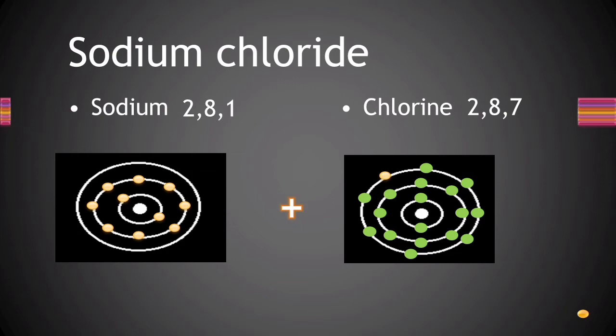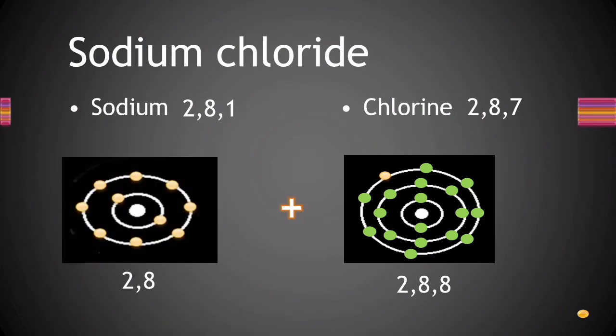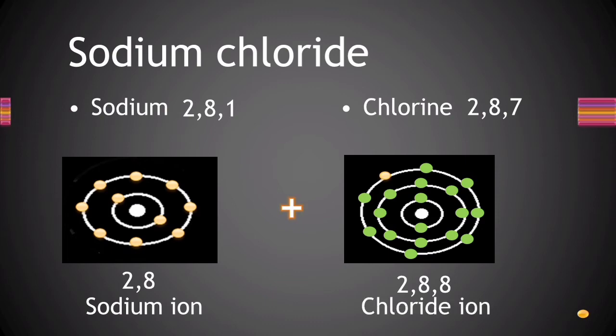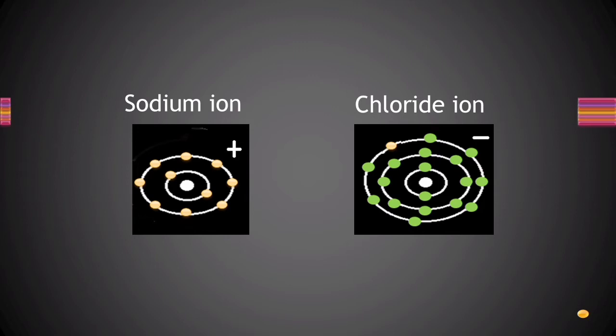That is, sodium will lose 1 electron and convert to a sodium ion with a positive charge. Now the electronic configuration of sodium ion is 2,8. And chlorine, by accepting the 1 electron that was lost by sodium, converts to a chloride ion with a negative charge. The electronic configuration of chloride ion is 2,8,8. This means both the atoms have attained stability by the electron transfer method. That is, one of the atoms donated its electron to the other atom and both the atoms attained stability.